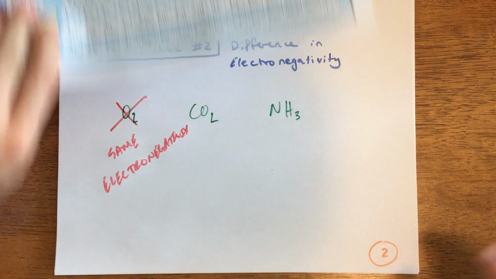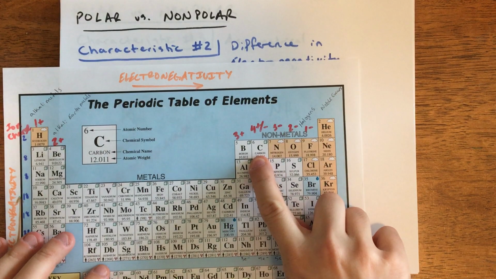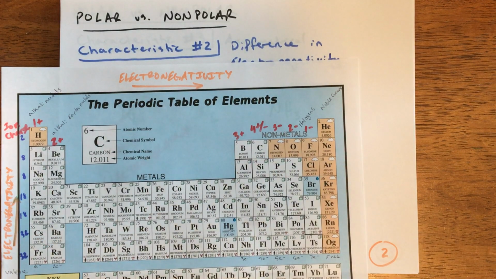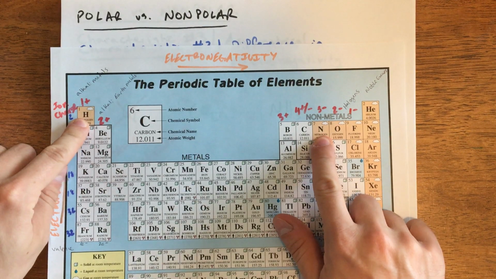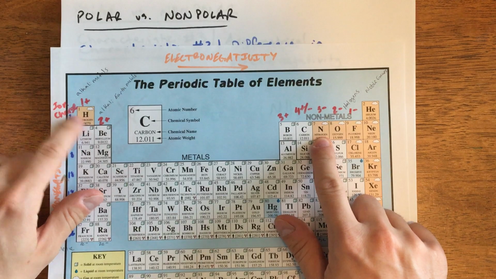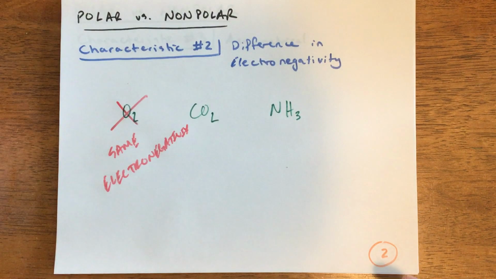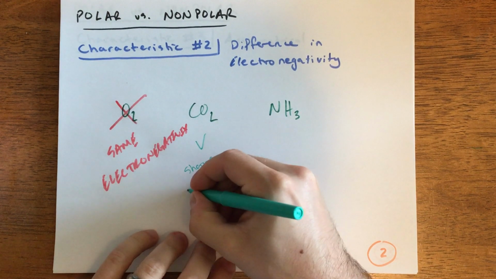Carbon dioxide, carbon and oxygen not too far apart, but different enough that maybe the oxygen can hog a little bit of electrons from the carbon, so we're not going to eliminate it right away. Nitrogen and hydrogen, pretty far apart, only a little bit less than oxygen and hydrogen, so we better leave that one in as well. So these ones are probably sharing unequally. So this one's going to move on, sharing unequally.